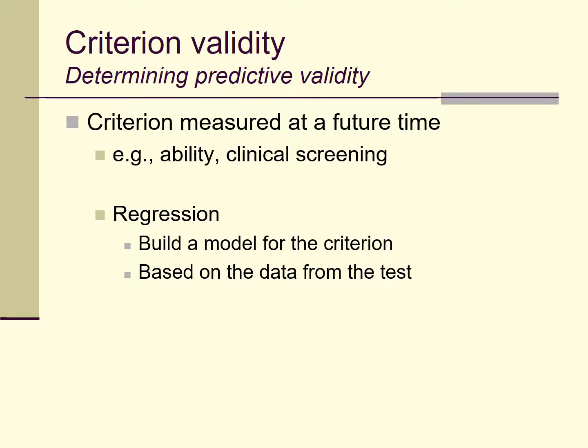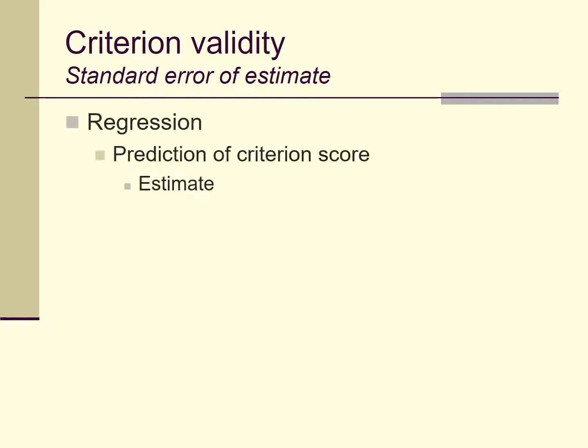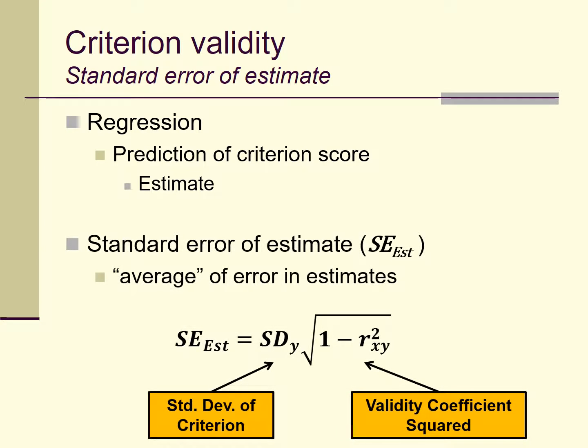Here we could use just simple correlations, but we might prefer to use a regression, and we might try to build a model where we predict the criterion based on data from our test. How well does our test predict what happens with that criterion measurement? Now you're of course familiar with regression from other classes, but just to continue, we'll say that in this case we're predicting, or estimating, the criterion score. We can actually express the standard error of that estimate using a formula like this. So we can compute, in a sense, the average of the errors in estimates that we're making with our test.